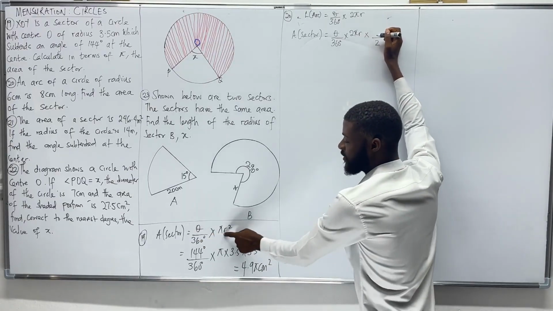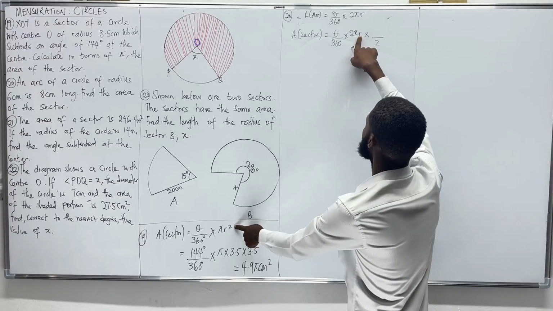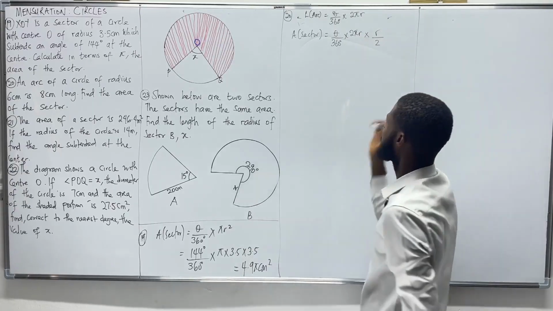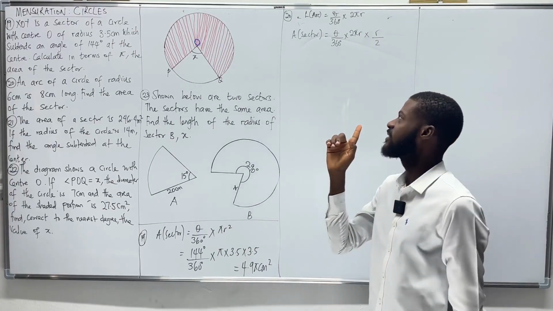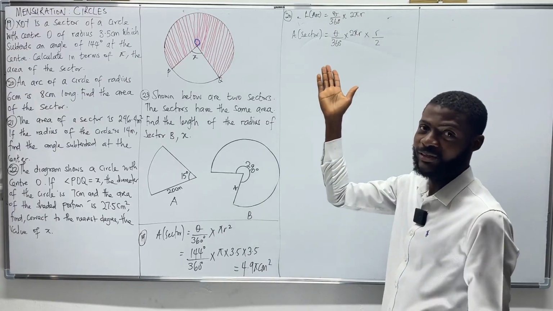The area of a sector has radius squared, but this one is just one radius. So what do I have to do? I'll just times by radius. And do you know that with this, I've actually gotten the formula I need to use.